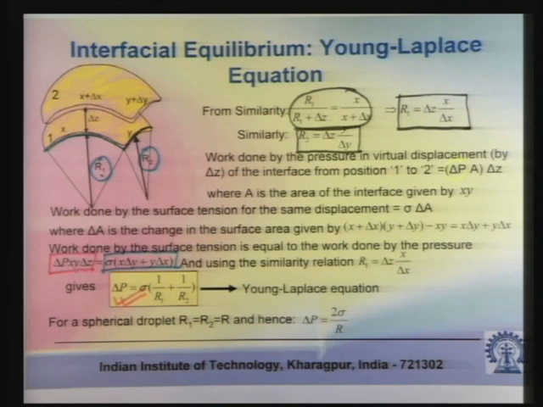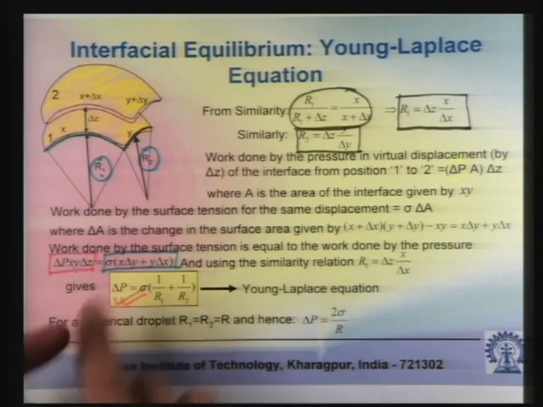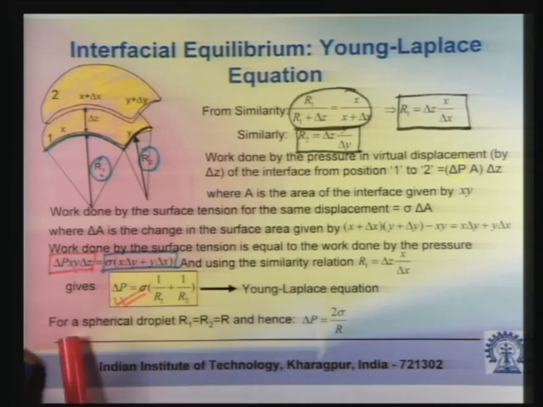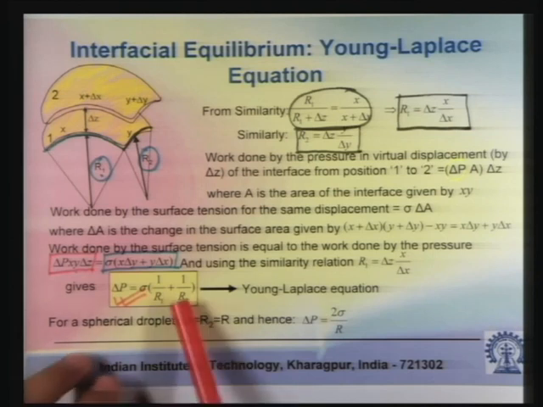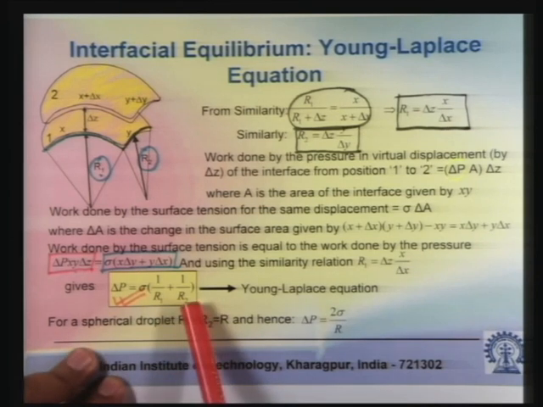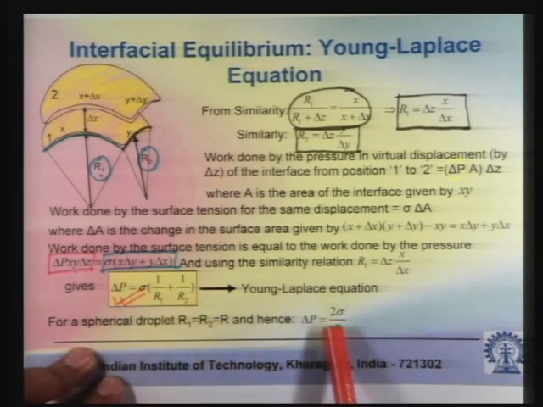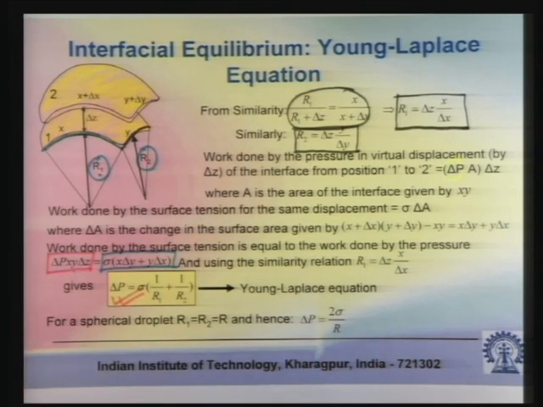And in the tutorial section of this particular lecture, problems will be solved related to the use of this formula. Remember the special case of a spherical droplet. A sphere has a uniform radius of curvature. So for a sphere, R1 equal to R2 equal to R. Therefore you can substitute R1 equal to R2 equal to R, so that becomes delta P equal to 2 sigma by R. So for a spherical surface, delta P equal to 2 sigma by R.